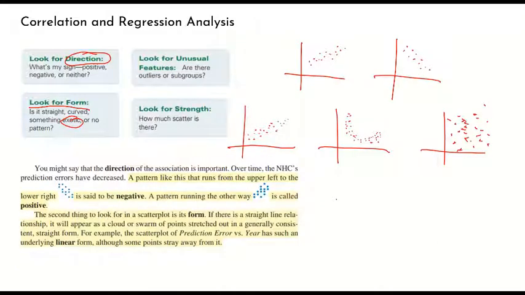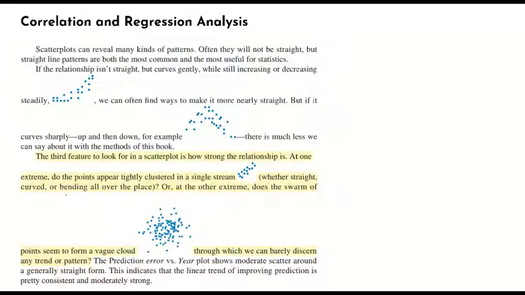So you might say that directional association is important. So a pattern like this that comes from upper left is said to be negative, so like this. And this one is upward. So the second thing to look for in a scatter plot or line plot of data points is the form. So if there's a straight line relationship, it will appear as a cloud of points. Okay. So scatter plots can reveal many kinds of patterns. So ito medyo may wrap it up to, but either way you can still get the pattern. Okay, you can also find like this. Hirap, di ba? So lalo na kapag ganito. So it means random really. So if you're going to look at it directly in the first instance, there is no form or any shape at all. So it's very difficult.